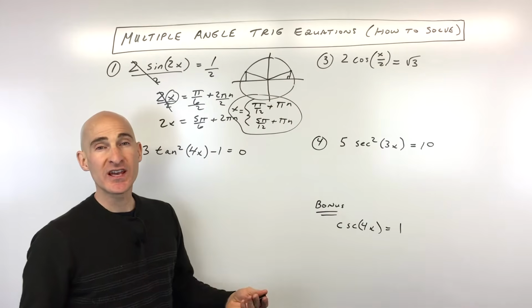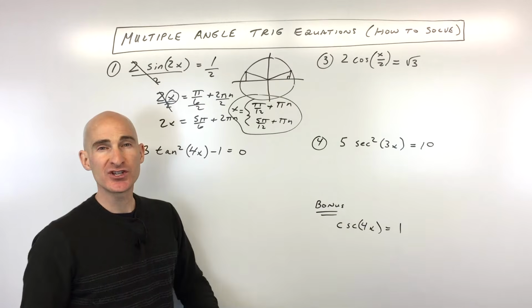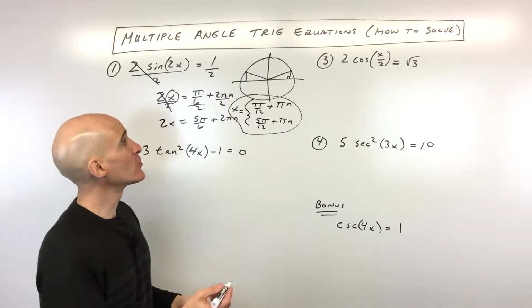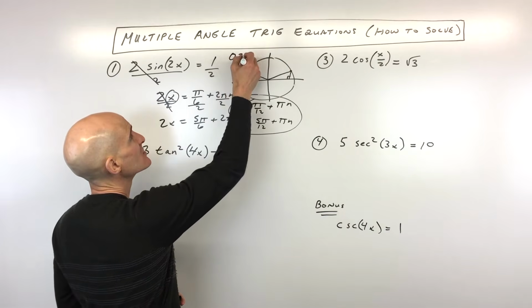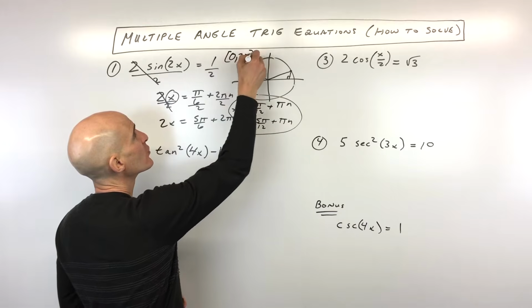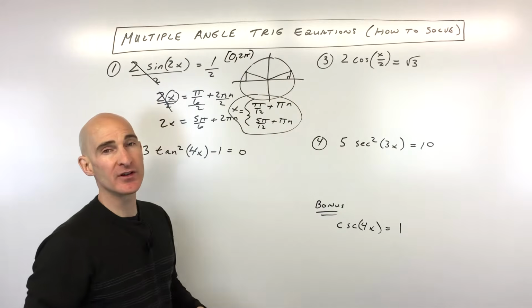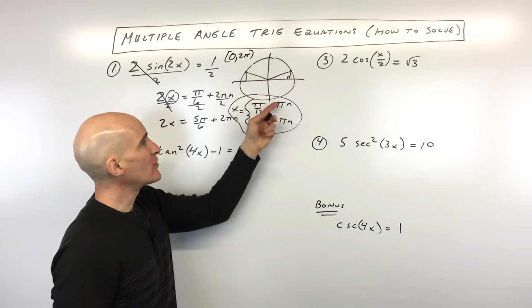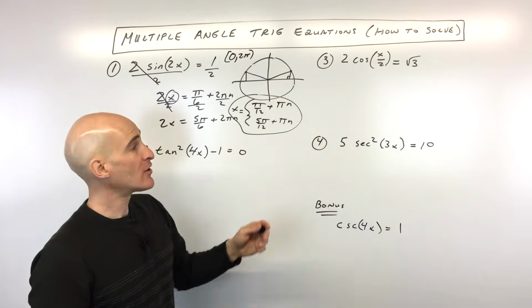Now, if the instructions said not to get a general solution, but just to solve for all the angles that satisfy this equation from 0 to 2 pi, including 0 but not including 2 pi, so once around the unit circle, what you would actually do is list the angles going around the unit circle twice. Now I'll show you why twice.